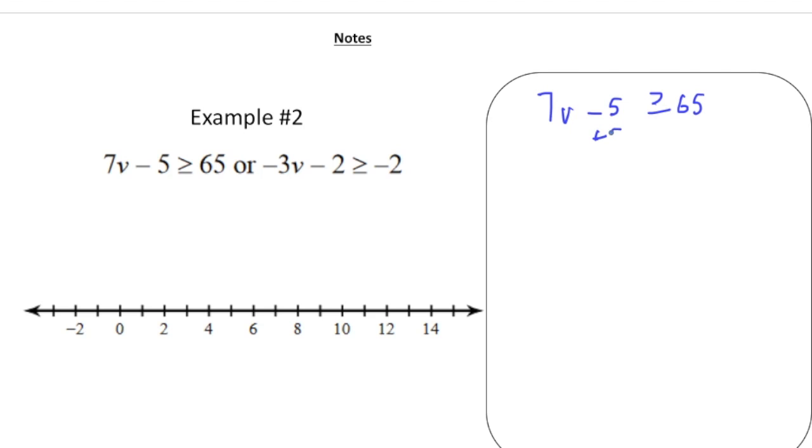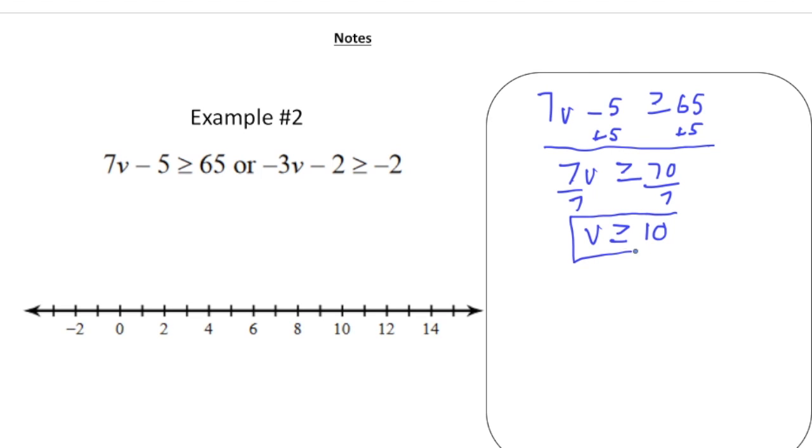I'm going to add 5 to both sides. So we get 7 times v is greater than or equal to 70. Then divide both sides by 7, and you get v is greater than or equal to 10. So that's the first one.